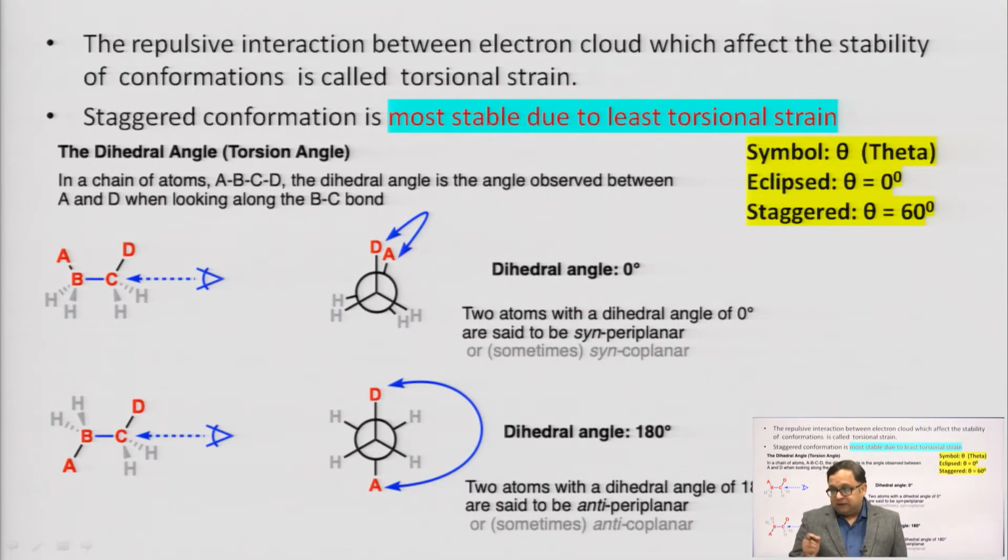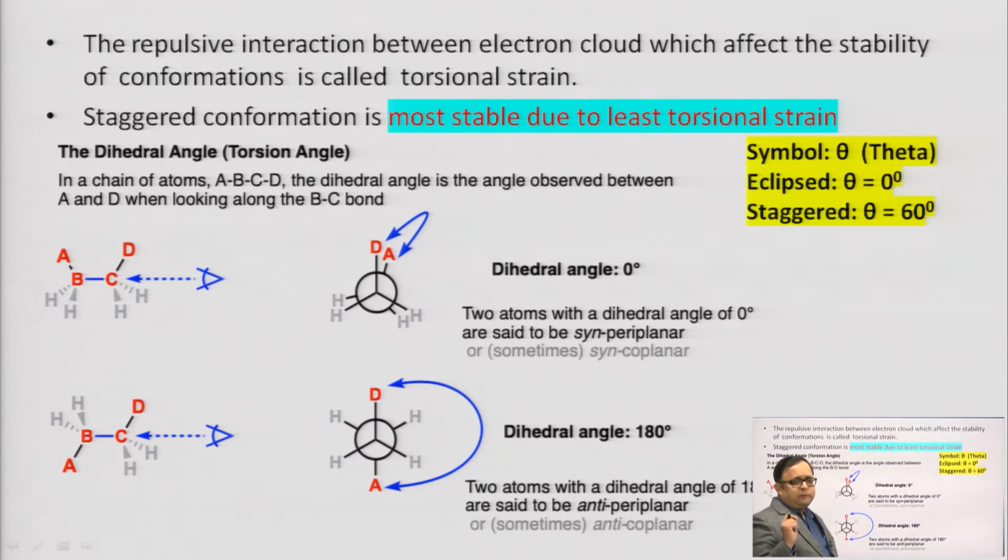The repulsive interaction between electron clouds, which affects the stability of a conformation, is called torsional strain, and staggered conformation is most stable due to the least torsional strain. Out of these two, eclipsed and staggered, the staggered one is the most stable due to the least torsional strain.